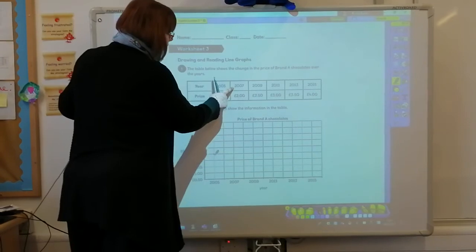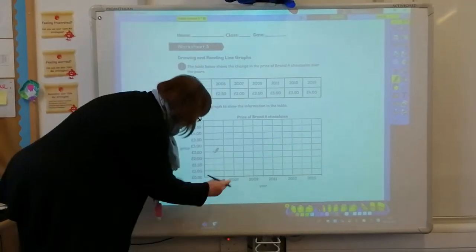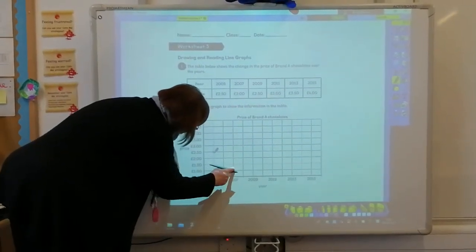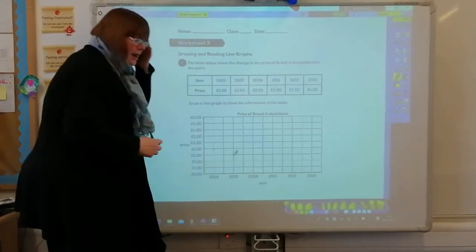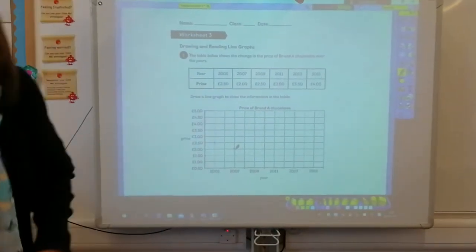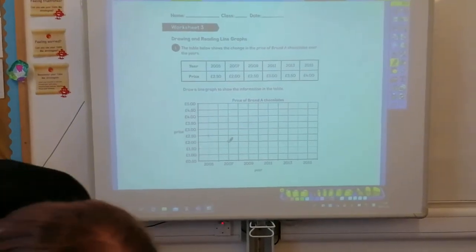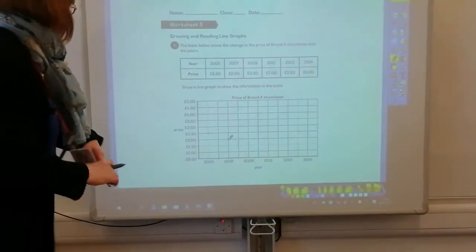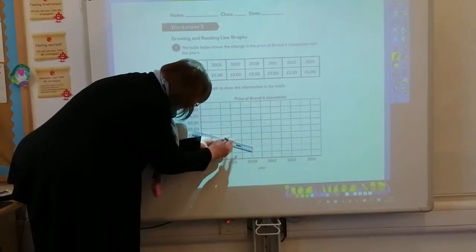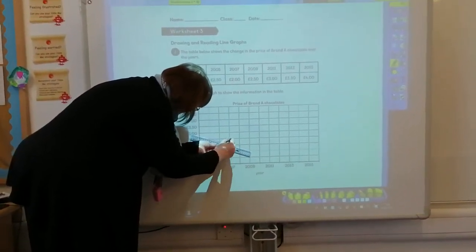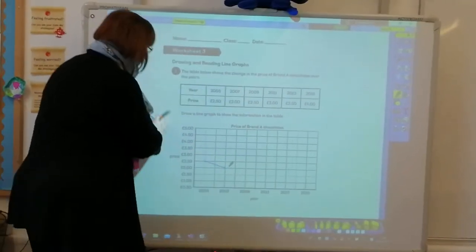It says 2007 and it's £2. So 50p, pound, £1.50, £2. Then I could get a ruler, like so, and join my lines together.